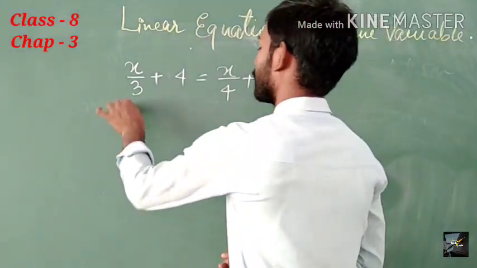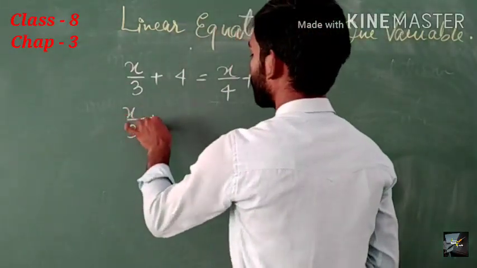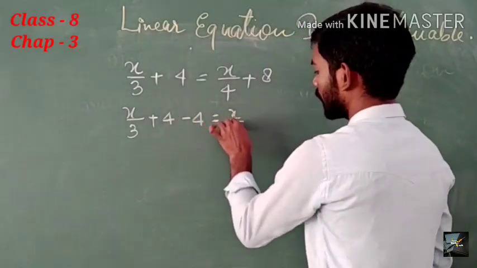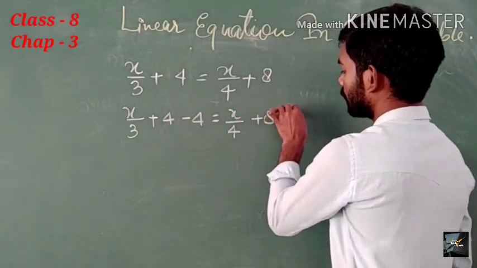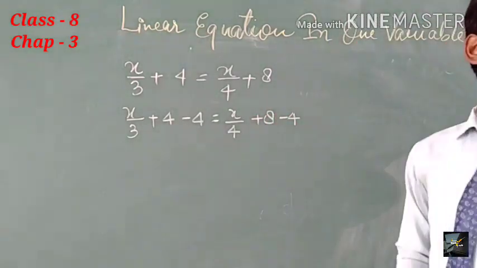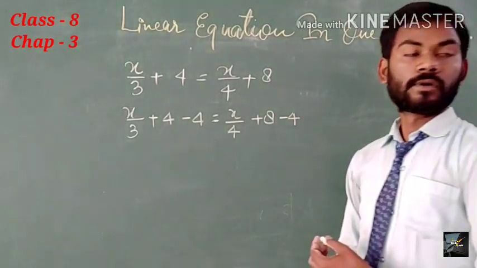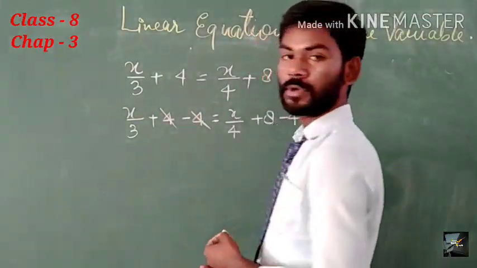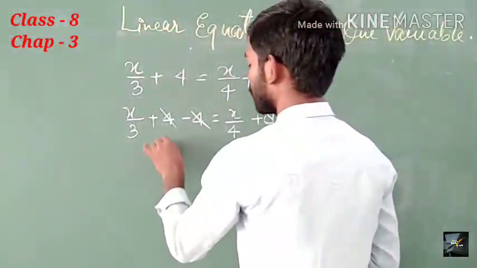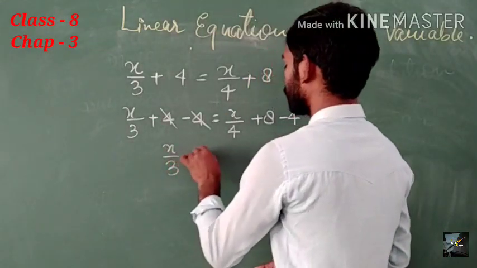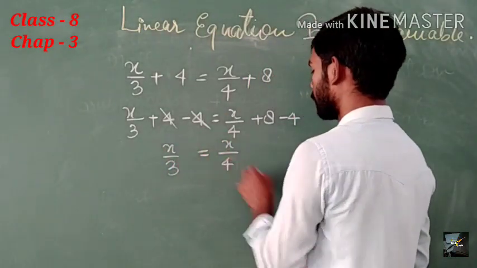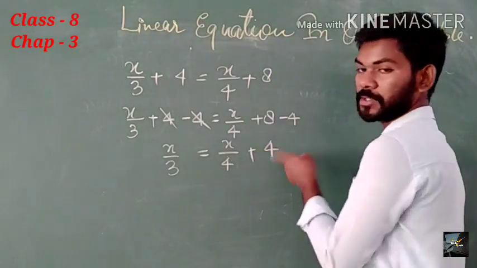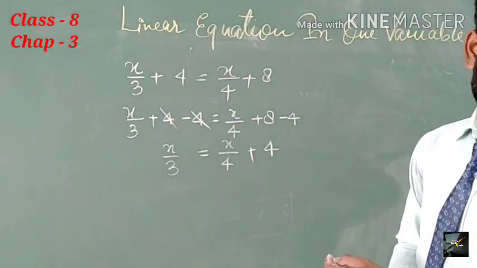So here we get x upon 3 plus 4 minus 4 is equal to x by 4 plus 8 minus 4. Okay, so here we can see that 4 and 4 cancelled out, we get x by 3 is equal to x by 4 plus 4, because 8 minus 4 equal to 4.